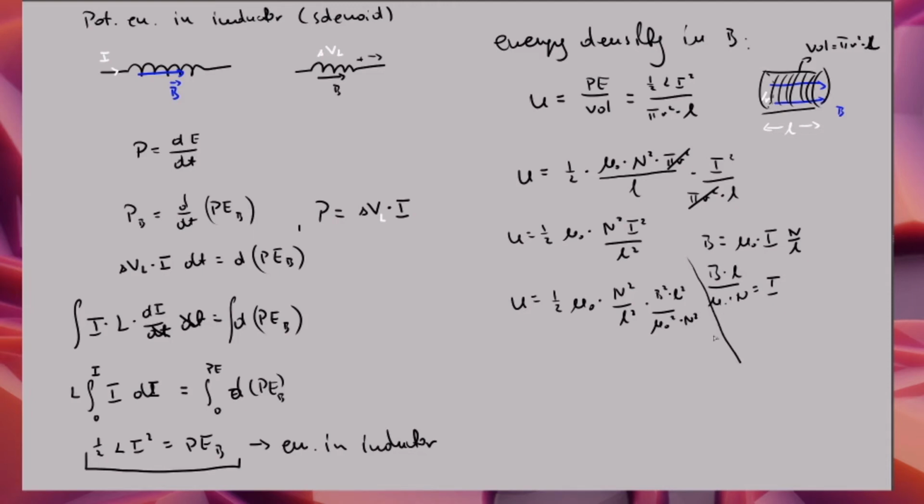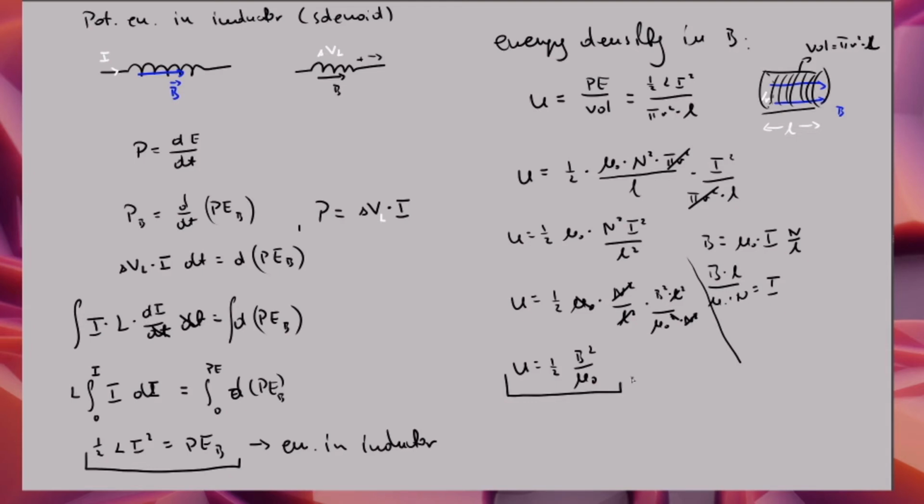So I'll try to separate this. So N goes, L goes, part of this thing goes, and I end up with U equals a half B squared over mu naught, the energy density in the inductor of a solenoid.